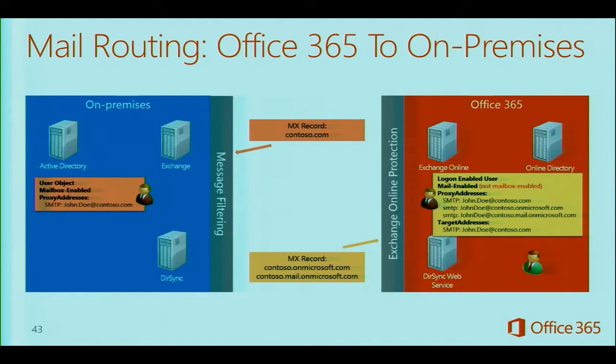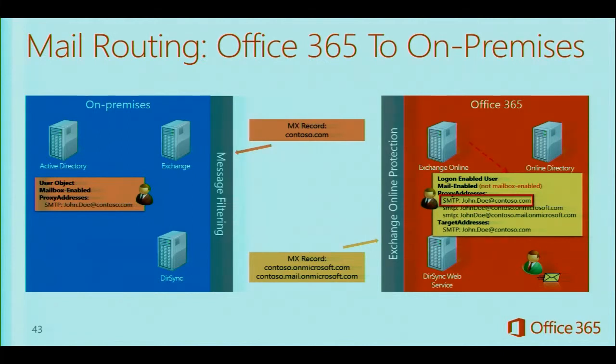One more. Now we're doing routing the opposite way. Now mail is flowing into Office 365, and it's going to be routed to the on-premises environment. So here we've got a user in Office 365. They need to send a message.